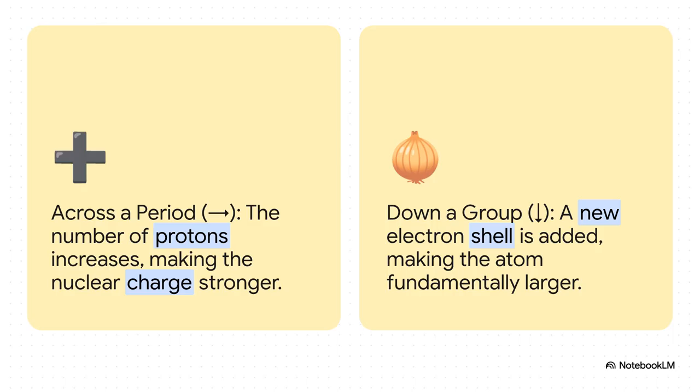Okay, so let's put that together. Those are our two directions of travel. When you go across the map from left to right, what are you doing? You're adding protons. You're cranking up that magnetic pulling power. But when you travel down the map, you're adding whole new layers, new shells. And that's it. Those two simple rules, they are the why behind literally every single trend we are about to see.